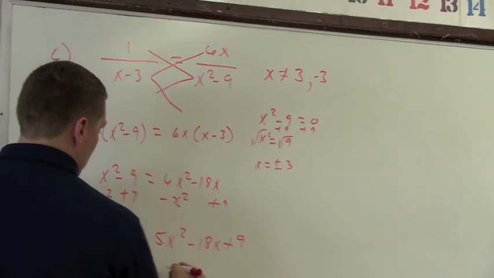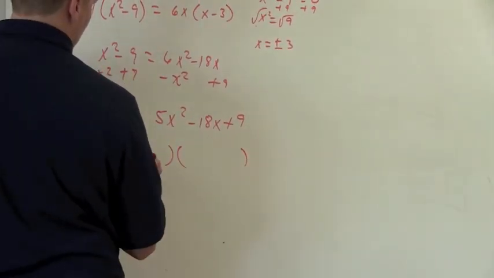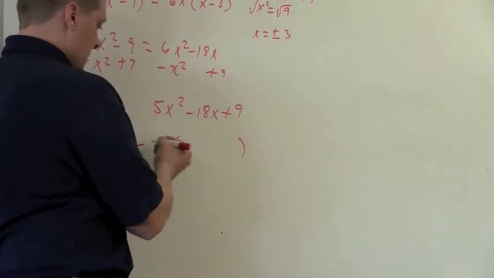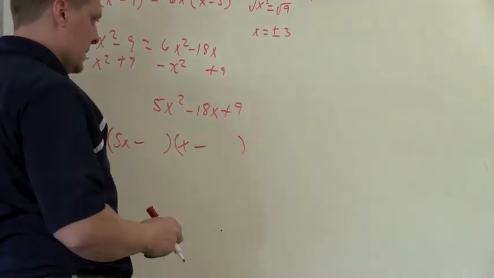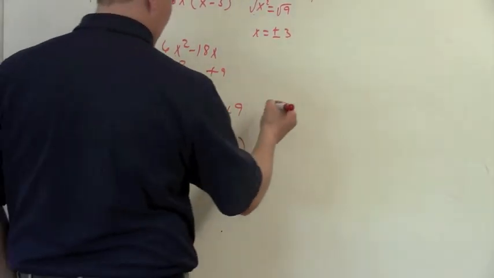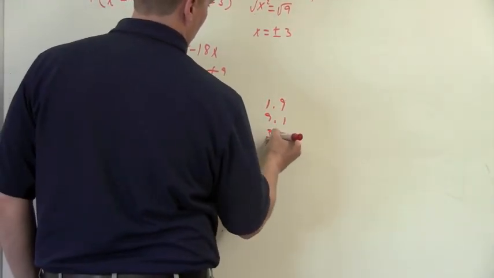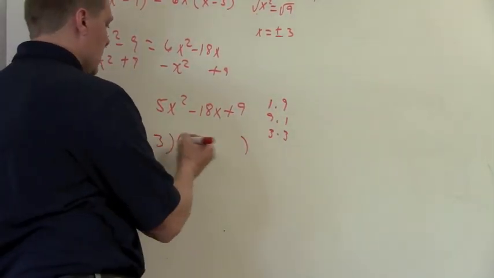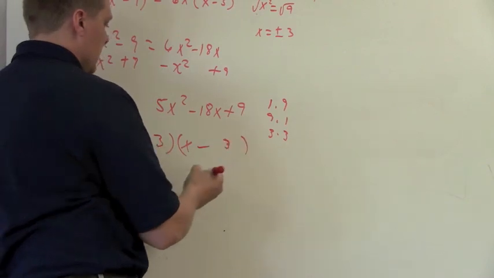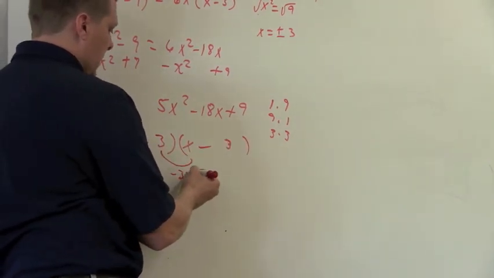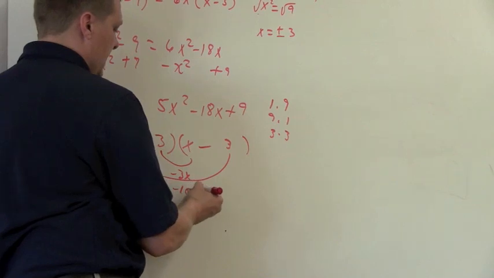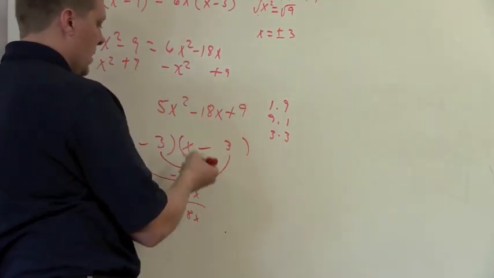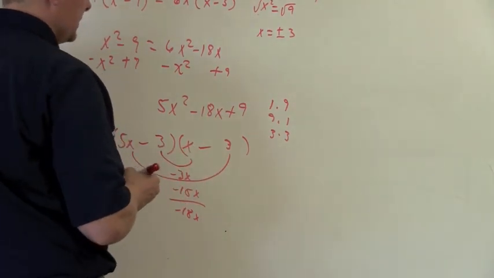We're going to factor this. It's going to be 5x and x. That's my only choice. My signs are both going to be negative because it's a positive and that's a negative. My choices for 9 are 1 and 9, 9 and 1, 3 and 3. So I have 3 choices. Alright, I'm going to try 3 and 3 to start with. So this right here gives me negative 3x. This right here gives me negative 15x, which gives me negative 18x, which is what I was looking for. So those are my 2 factors.